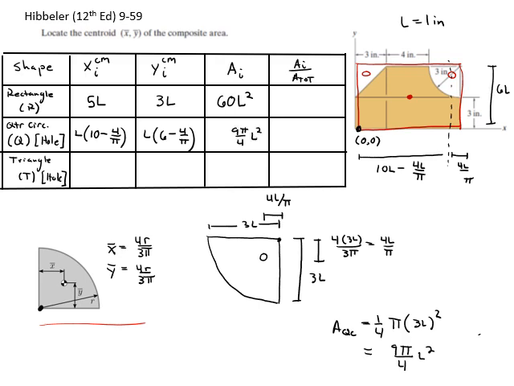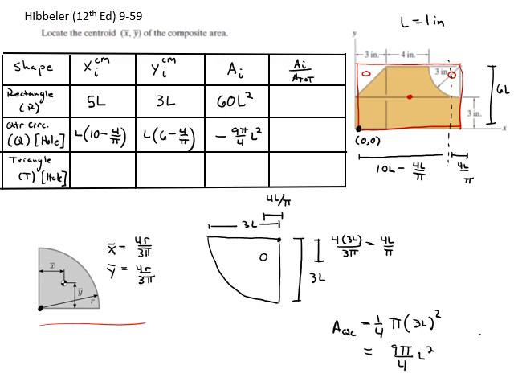Now, you have to be careful here. The one thing that's important to remember, and it's very easy to forget this, is that it's a hole, okay? So a hole means that it has negative area and negative mass. So I put a minus sign here. So anytime you're dealing with a hole, your area is negative and your mass will be negative, okay? So now let's go on to the triangle.